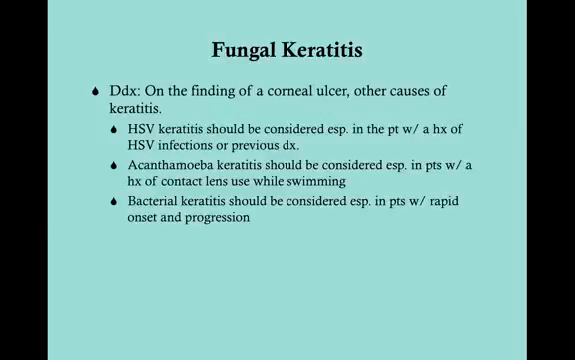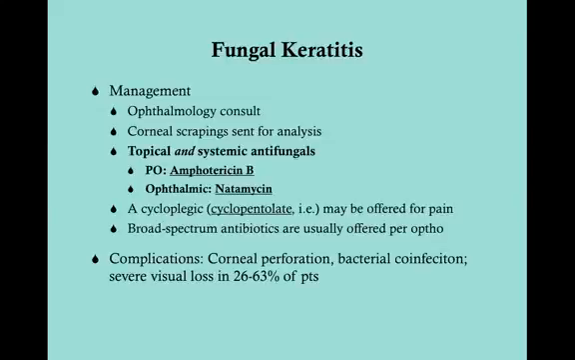Okay, so differential. On finding a corneal ulcer, you should always consider the other causes of keratitis. So herpes should be considered, especially in a patient with prior herpes virus infections or previous diagnosis. Acanthamoeba keratitis, which we're going to talk about next, should be considered especially in patients with a history of contact lens use while swimming. And bacterial keratitis should be considered especially in patients with a rapid onset and progression. As far as treatment here, we're pretty much doing the same things as usual. Ophthalmology consult, get corneal scrapings, send for analysis. Topical and systemic antifungals are used here. Orally, you can use amphotericin B.